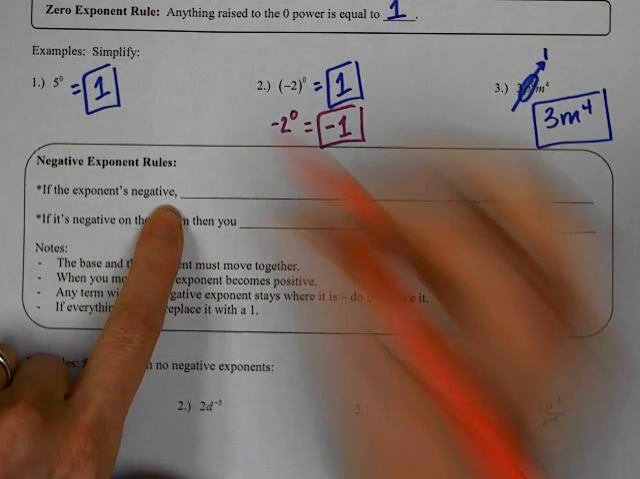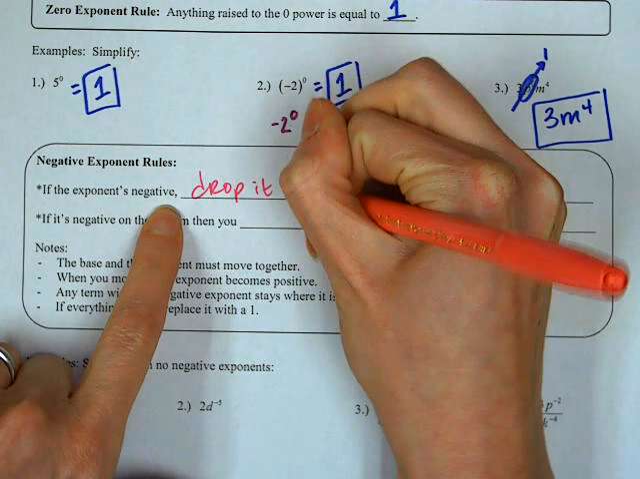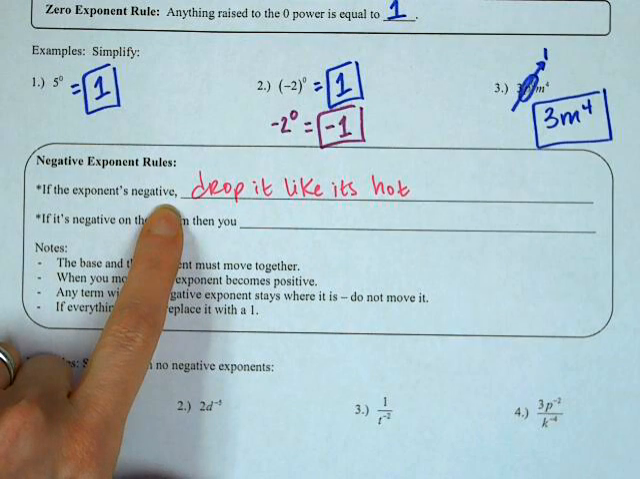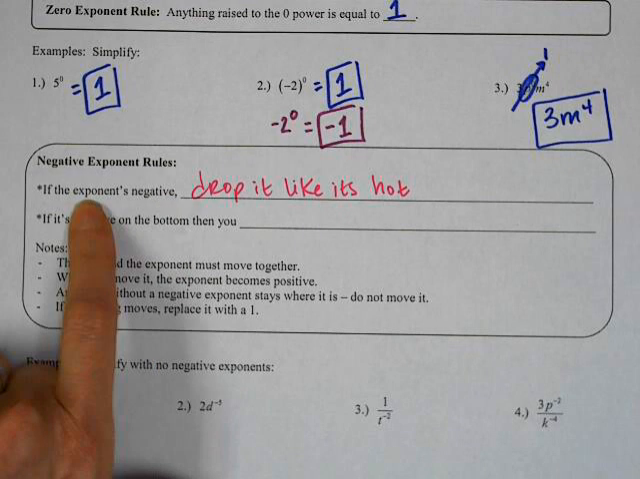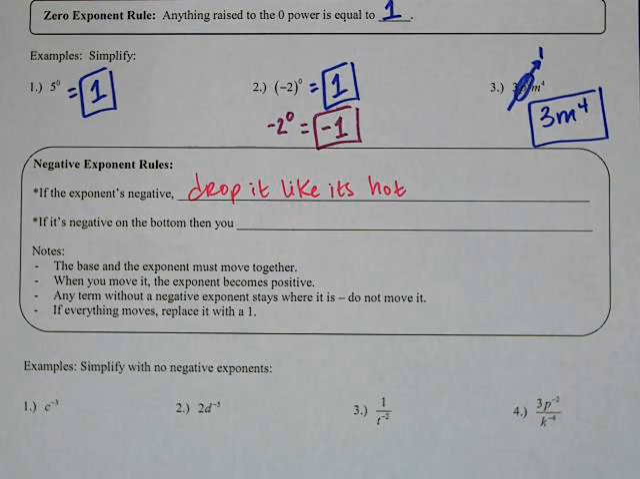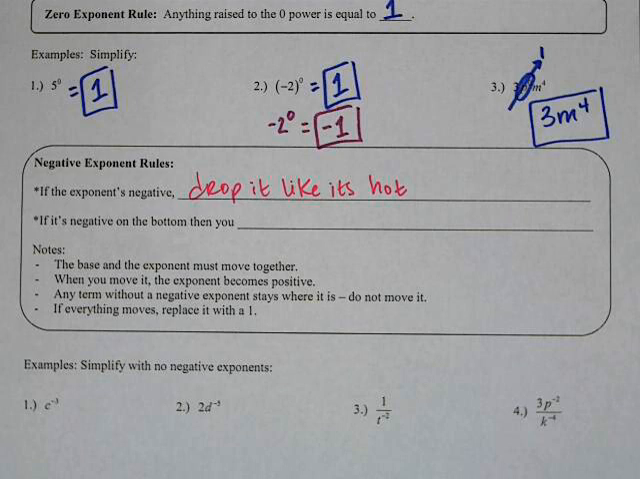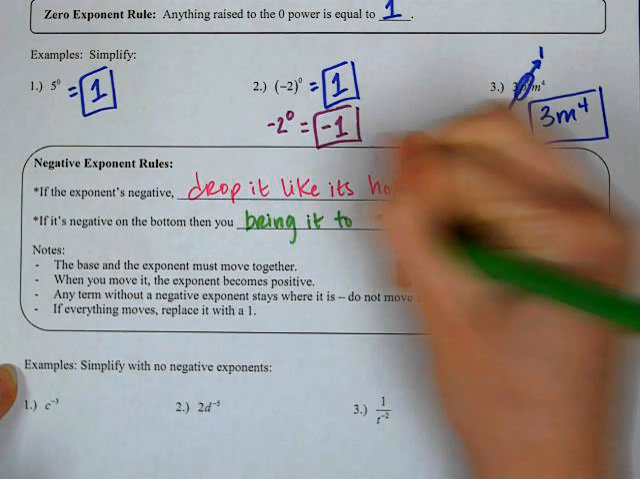If the exponent's negative, drop it like it's hot, drop it like it's hot. Do you guys know that song? It's with like Snoop Dogg and I don't know, Pharrell's in it or something. If the exponent's negative, drop it like it's hot. But then, if it's negative on the bottom, then you bring it to the top, bring it to the top.